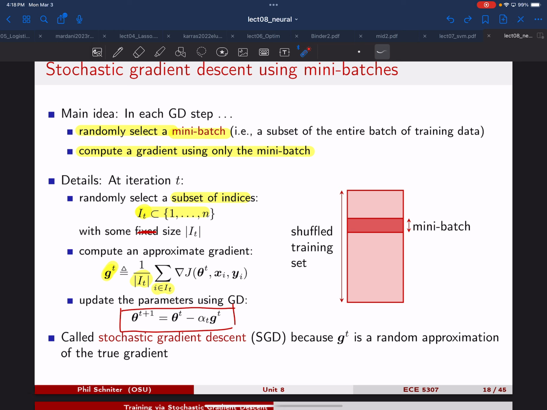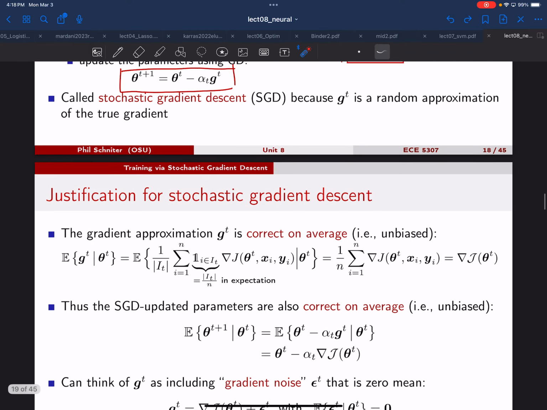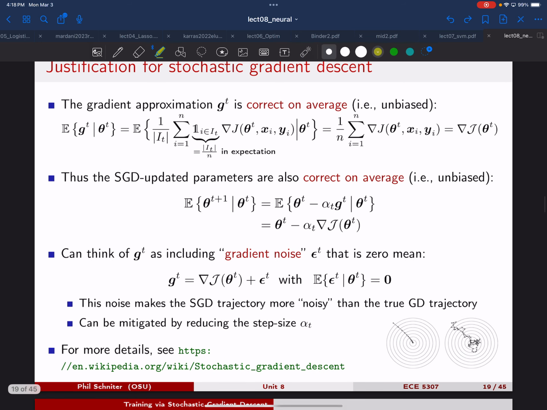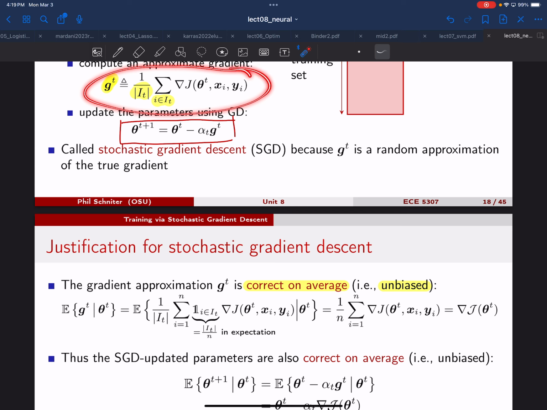Okay, so now we'd like to understand whether this is going to be a good approximation or, is it good in some sense? So we'd like to justify this idea. So basically what we can show is that this gradient approximation is correct on average, or you could say unbiased. And it goes like this. So if you take the expression for the gradient from here, and let's say you do an expectation, conditional expectation, or expectation given theta t.